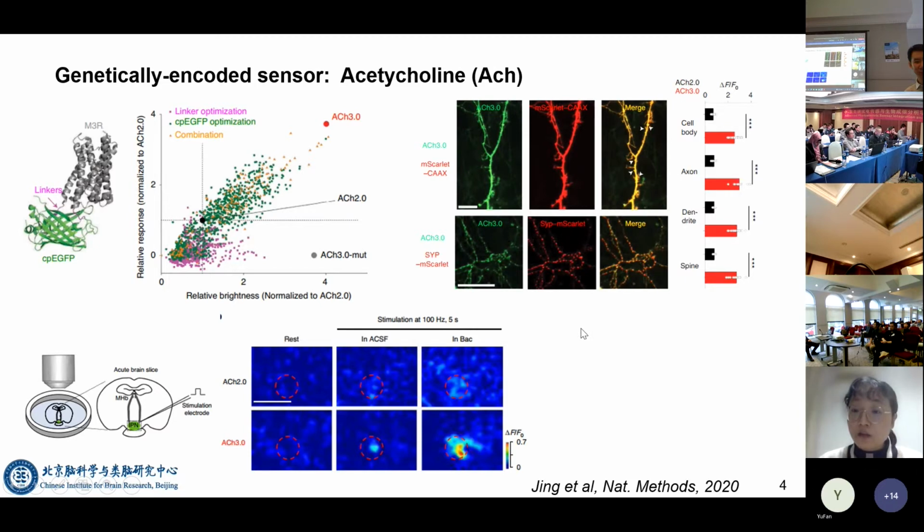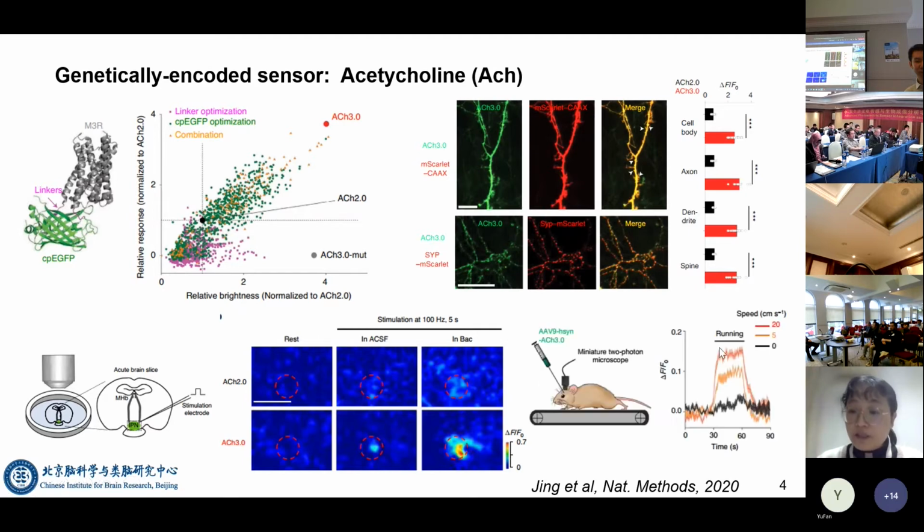Sometimes a sensor works well in cultured cells, but that does not mean it will work well in vivo. So they did acute slices and found an increase of about 70%.